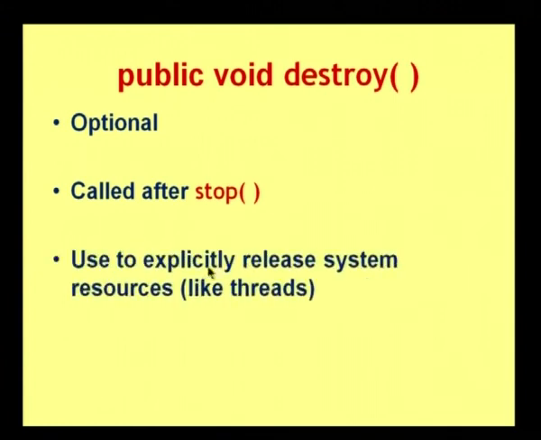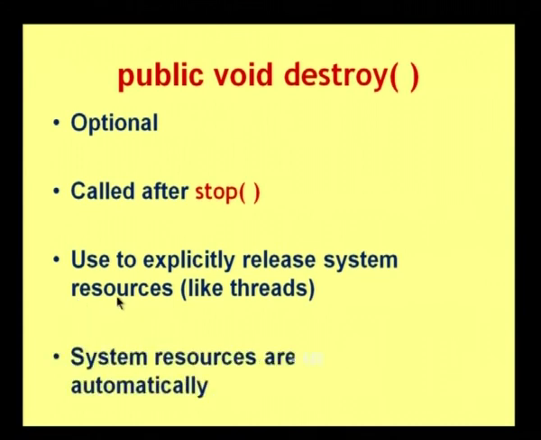This is used explicitly to release system resources like threads. System resources are usually released automatically. So, if I don't want the destroy method to be called explicitly, your system's resources will be deallocated once I close my applet. Whereas, for example, if my applet is executing a large number of threads, I have to explicitly call the destroy method, deallocate all my resources, and then close my applet.